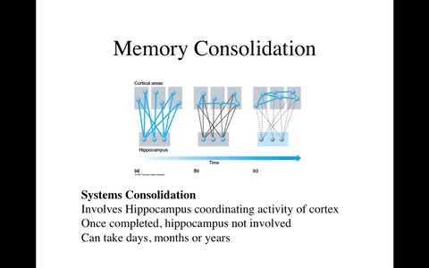A more solid form of consolidation that can last for a lot longer, perhaps a lifetime, is systems consolidation. This is where the hippocampus coordinates activity within the cortex, and it sort of offloads the memory from the hippocampus into the cortex and then reprograms the cortex to hold that memory. Once it's in the cortex, it can last for a lot longer. This type of consolidation doesn't happen in minutes. It happens over days, months, or even years.